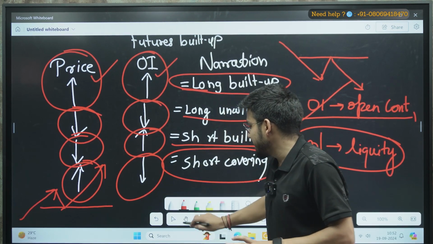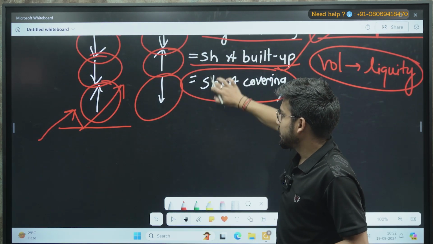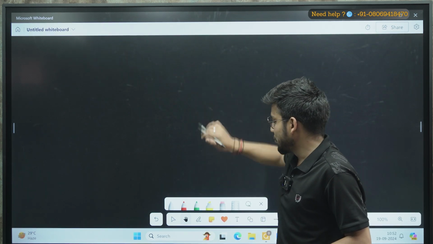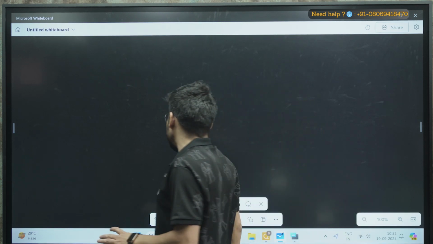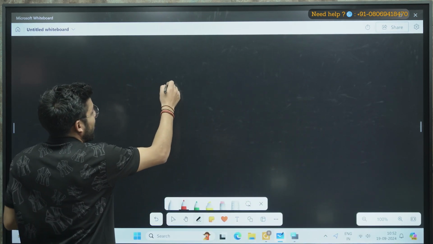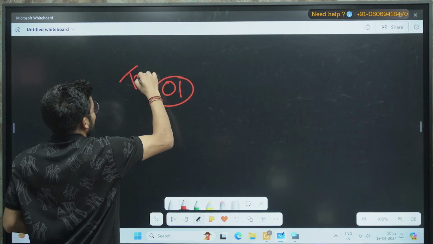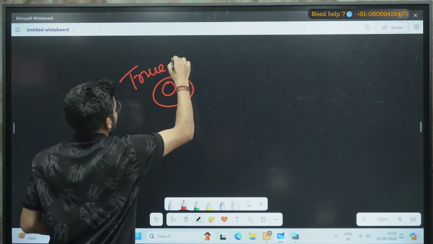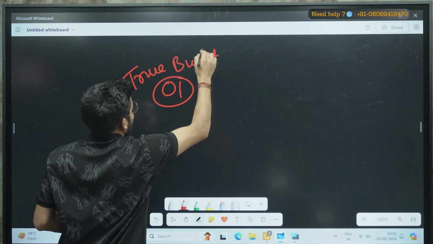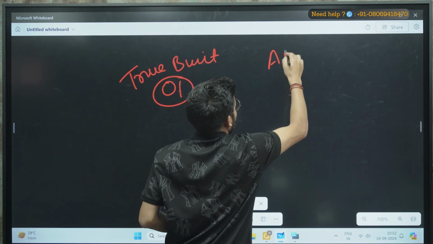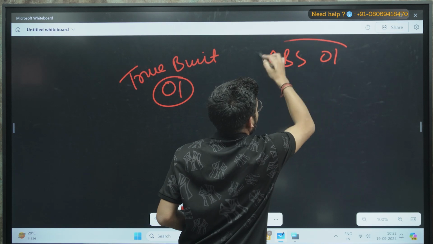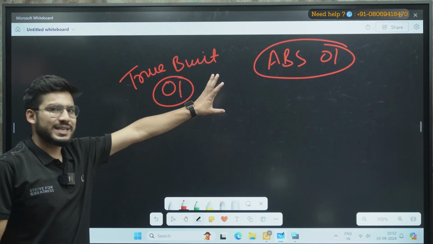Now along with this there is one more thing that you have to consider, that is the OI. But now we will see the true build up and absolute OI, okay. Now what is absolute OI?